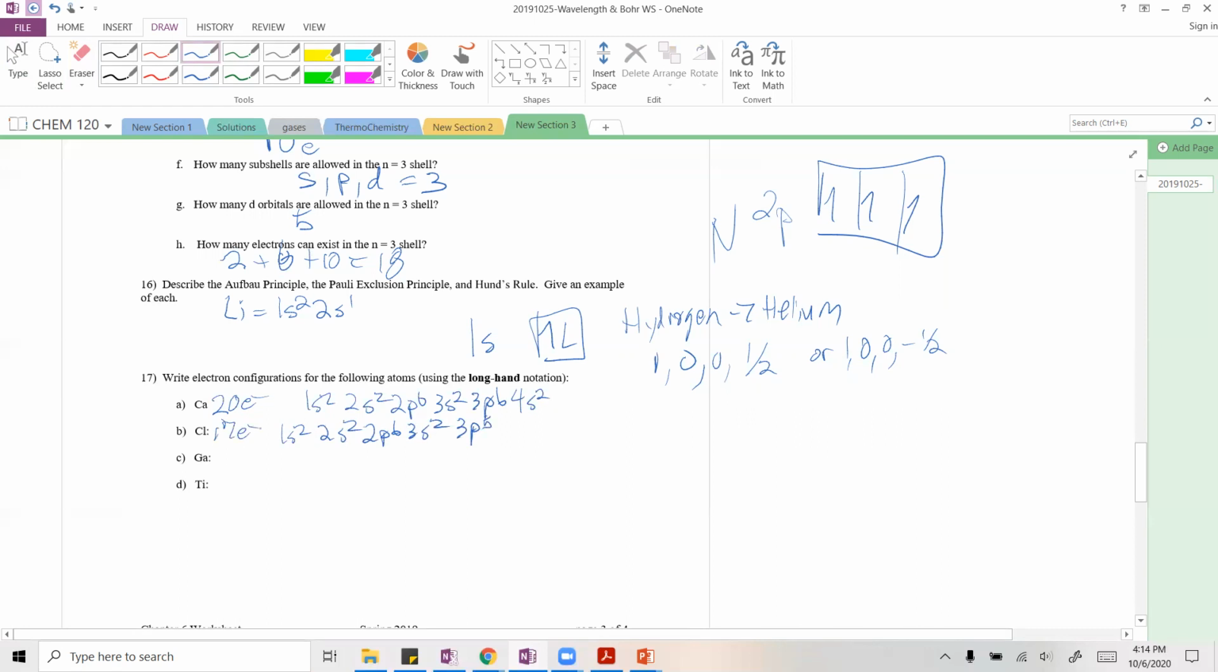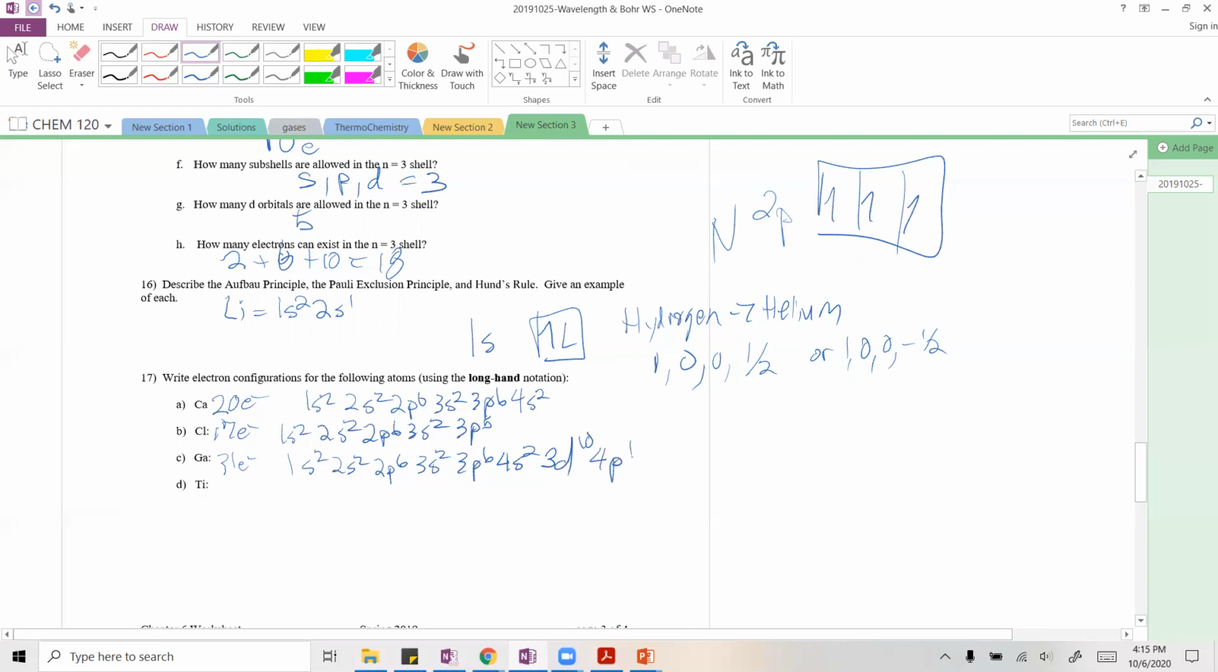Gallium, 31 electrons. So we have 1s2, 2s2, 2p6, 3s2, 3p6. Then we're jumping down into the 4, so 4s2. And now we have to do all of those transition metals. Now remember that the transition metals go back up. So that's 3d, 10 of them. And then we're back to 4p1 for gallium.